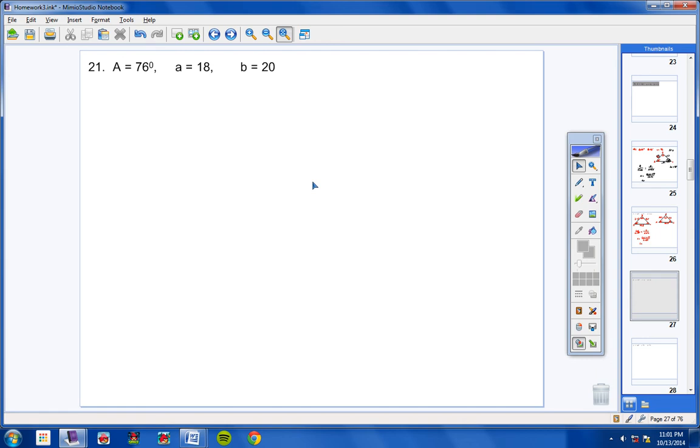Alright, here we go. Let's draw our triangle quickly here. And let's go ahead and label our triangle A, B, C. Angle A is 76. Side B is 20. Side A is 18. Okay? So we do have a side angle scenario. So we have to check for two solutions. Here's our pair right here we're going to use.